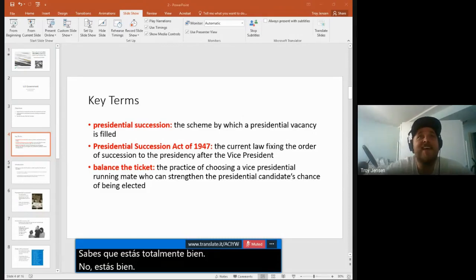You're good. Okay, so these are the things that you need to make sure that you have written down. The Presidential Succession Act of 1947. This was a current law fixing the order of succession to the presidency after the vice president.